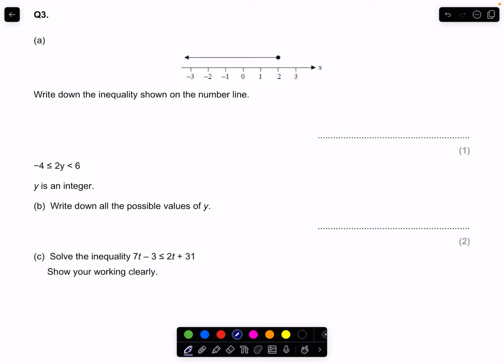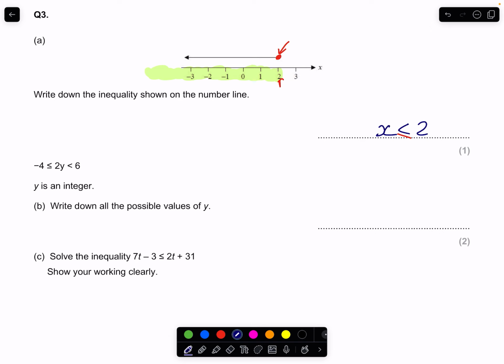Question 3, part A. Write down the inequalities shown on the number line above. So this number line involves us being at the number 2 and to the left of that forevermore. So we're going to be less than 2, and more so because of the fact that this dot here is solid, that means that we also include 2. So that's going to be x is less than or equal to 2.